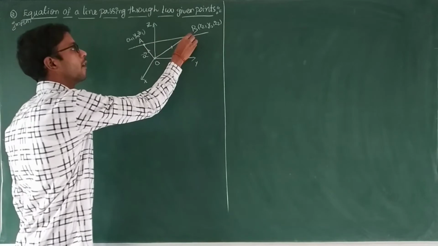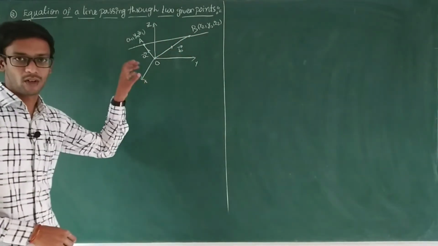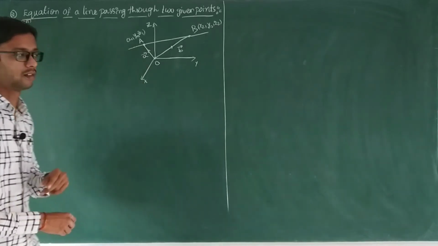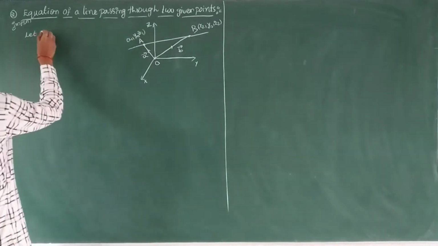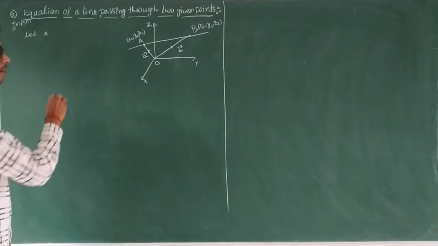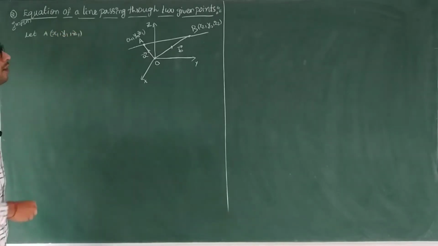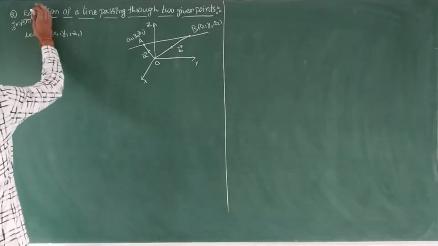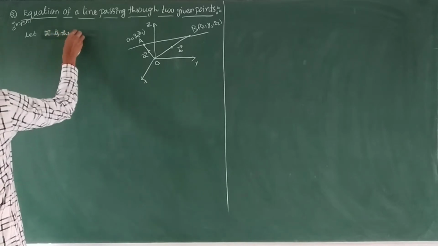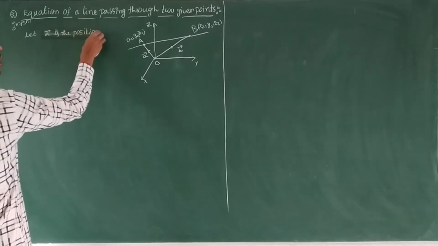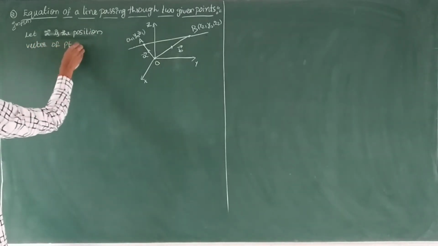So next I am writing this total representation in words. Let A (x1, y1, z1). Otherwise, let A bar be the position vector of point A.